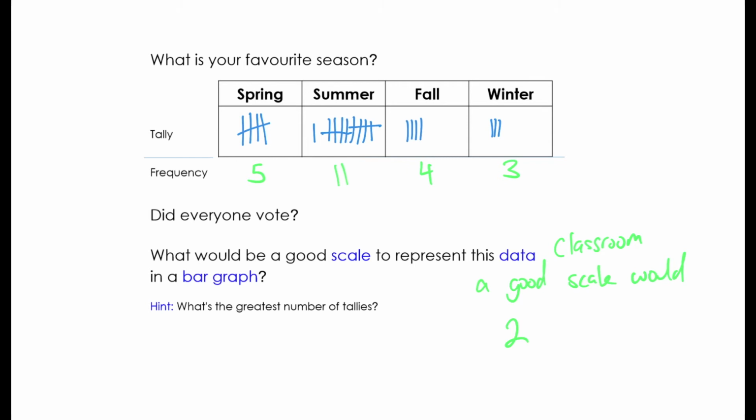2 would be a good case, because then at least the bars can look decent sized. What is the greatest number of tallies? Well, here it's summer. We know that, so that was 11. And usually you have to look at the largest number and the smallest number. That usually gives you an idea of what you want to do. Some people may say you can do a scale of 4. Actually, scale of 3 or 4, those are acceptable.